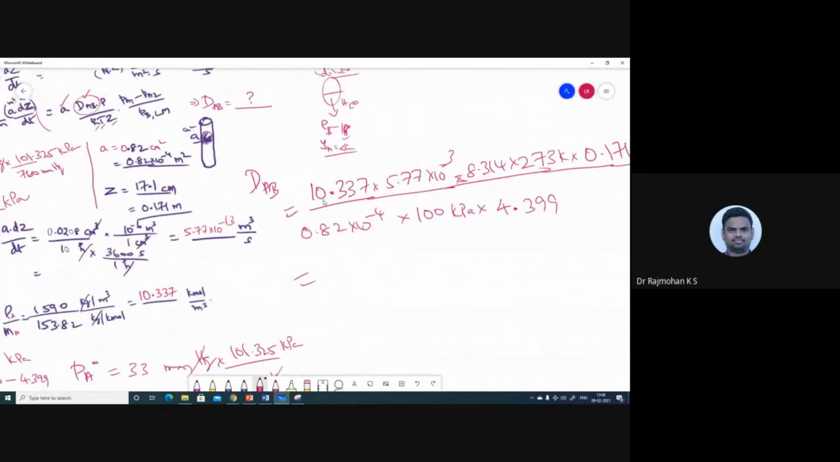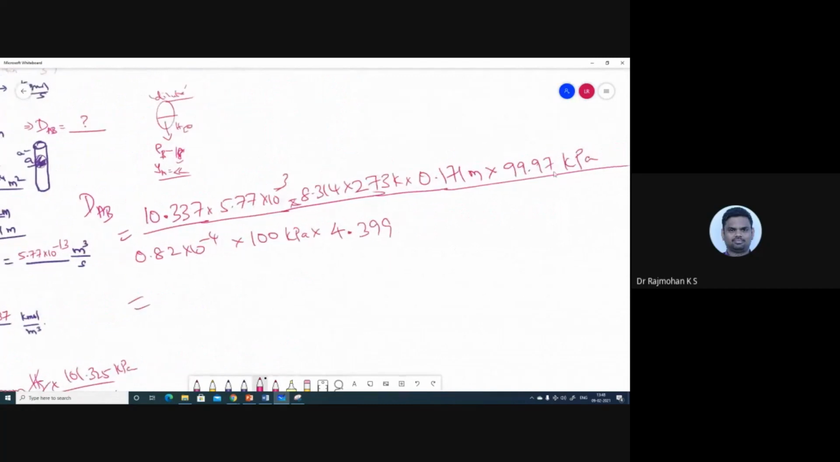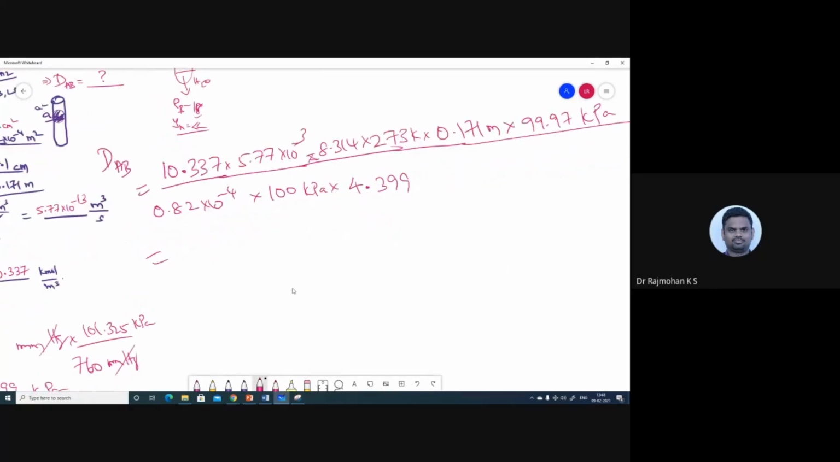Okay. Then PB mean here is in the denominator. If it goes to the left hand side, it will become the numerator. So we have 99.77 kilopascal. So simplifying, we get the DAB value in meter square per second.